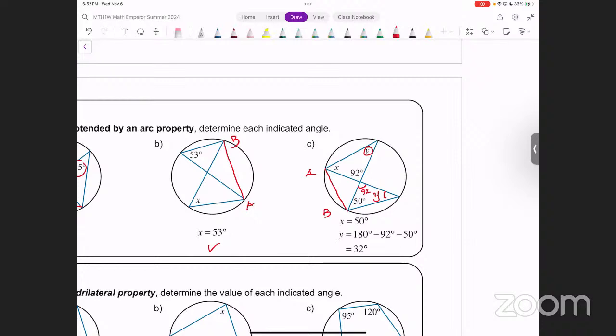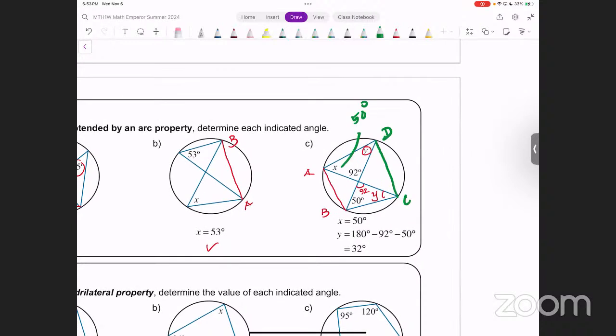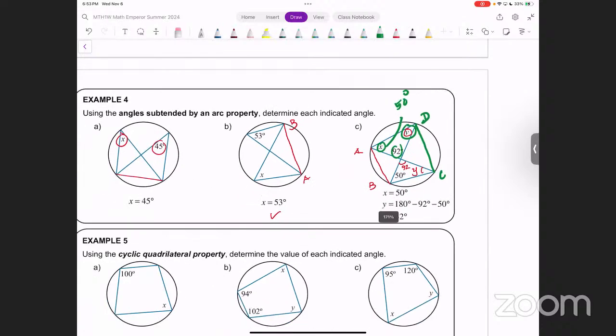Now, another interesting property: if I take this chord CD, subtending the angle 50 and x, I can simply say x must be 50. Does everyone see that picture? Yes. Now, when I know that, it's easy to find y. Do you know why? Because all angles add up together to 180, isn't it? So x plus 92 plus y is 180, so we can easily find it.